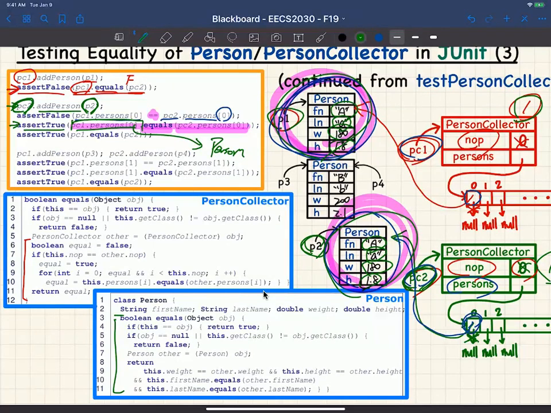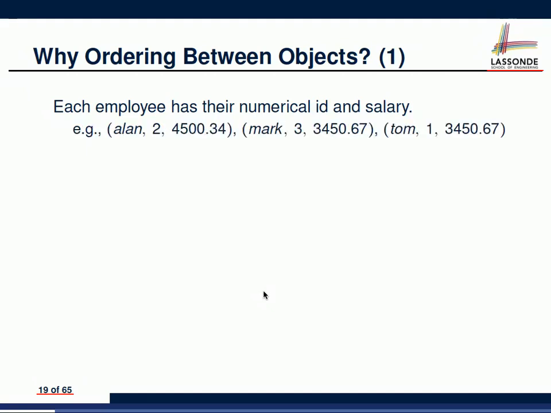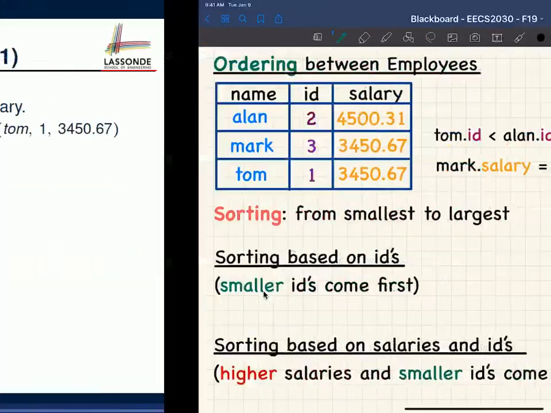So now let me go back to the slides over here. This is the example that we introduced to you last time. Let me just go over it very quickly. So why do we bother with defining an ordering between objects? Let's see one example. Let's say we have employees over here, and let's just go over this on the iPad quickly.